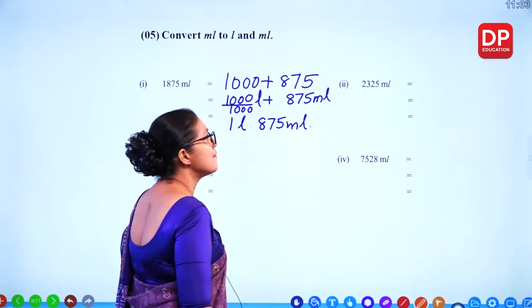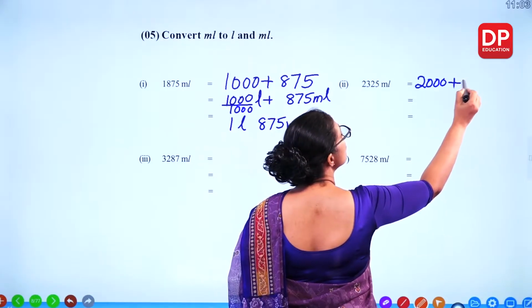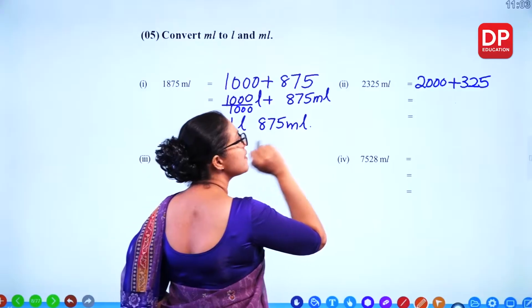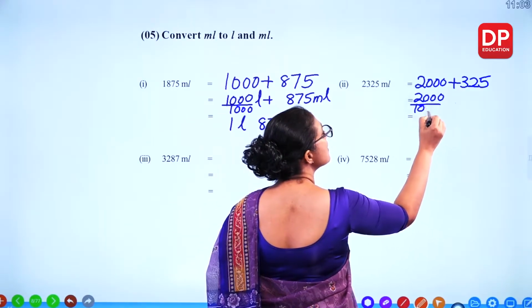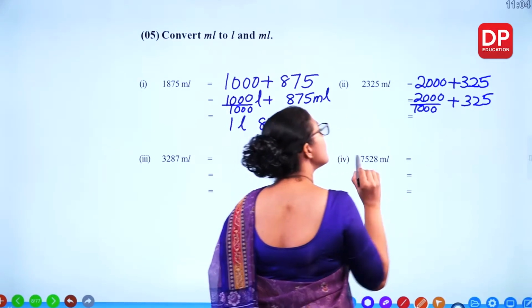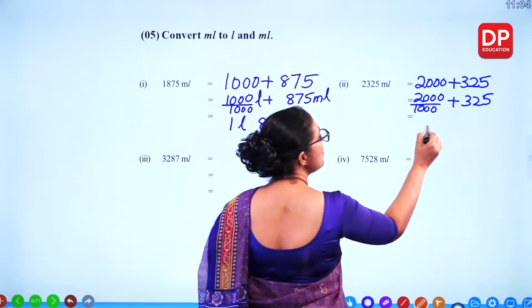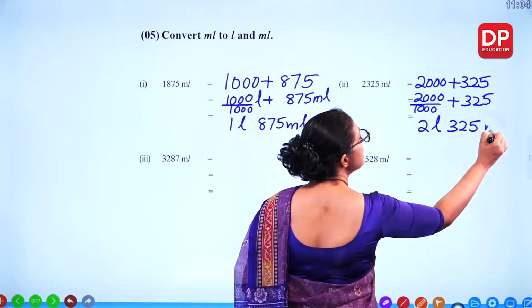2325. We can split it to 2000 and 325. Now divide by 1000. 2000 divided by 1000 and 325. So what you get? 2000 divided by 1000 is 2. That's 2 liters and 325 milliliters.